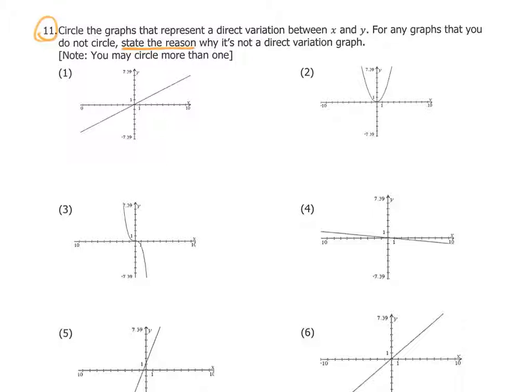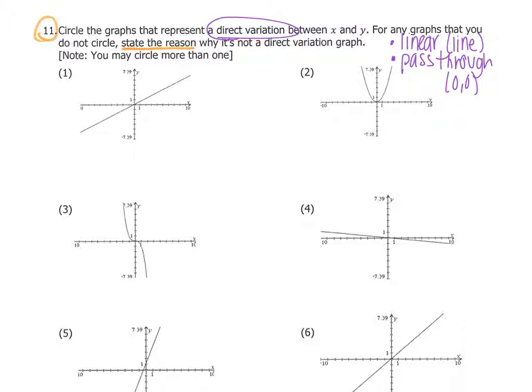All right, number 11 is looking at direct variation between x and y as far as graphs go. We haven't really talked about direct variation, but there's a couple key important pieces that we have to talk about before we can figure out if a graph is direct variation or not. In order to be a direct variation, it has to be linear, meaning a line. No curves whatsoever. Then the second thing is that it has to pass through (0, 0), or the origin.